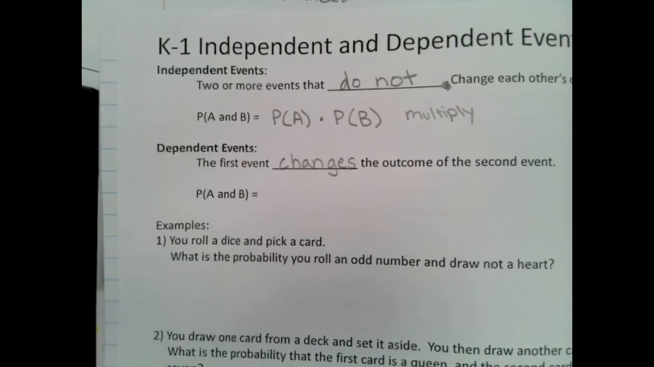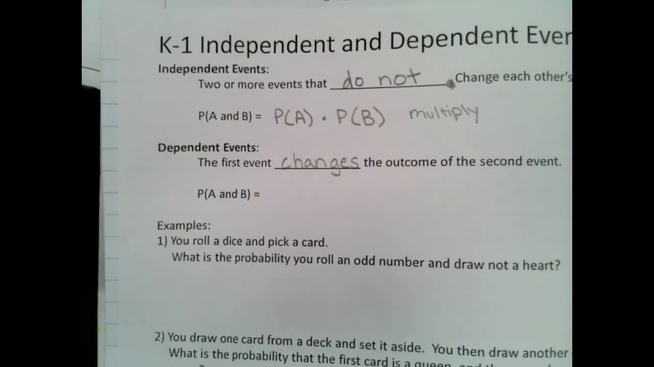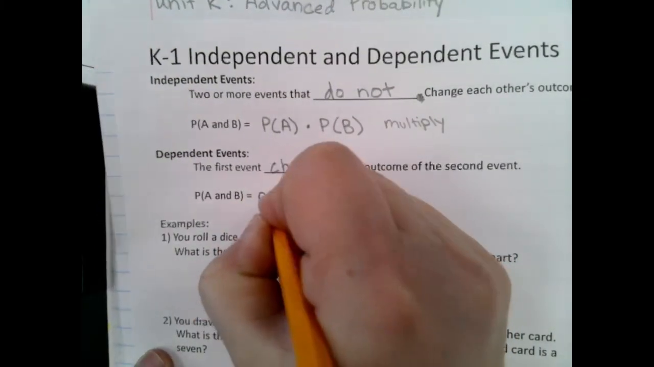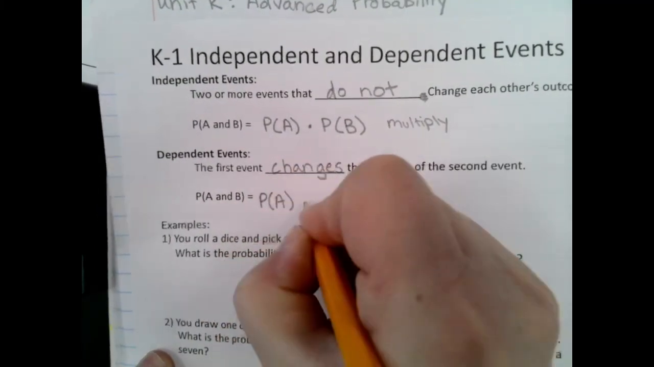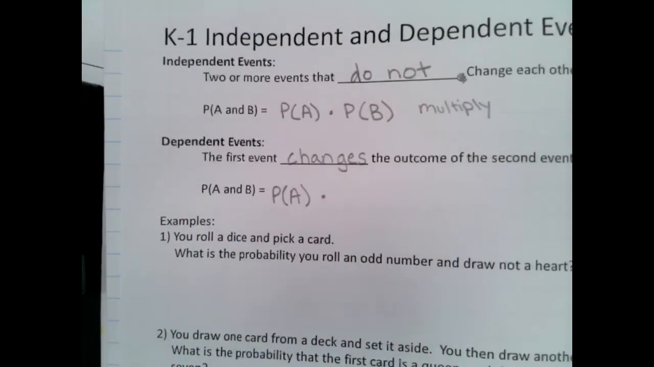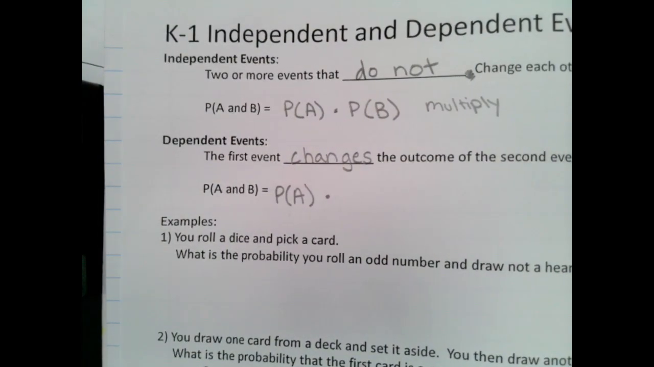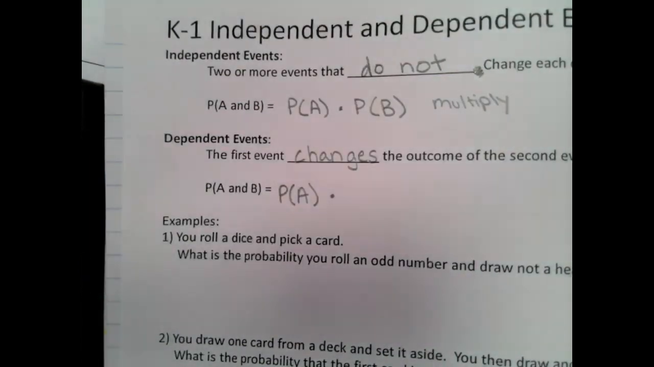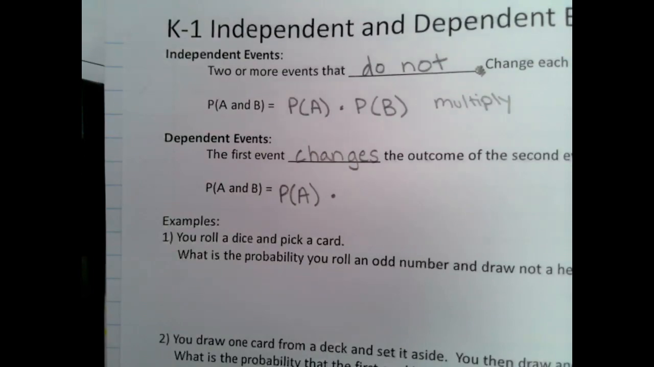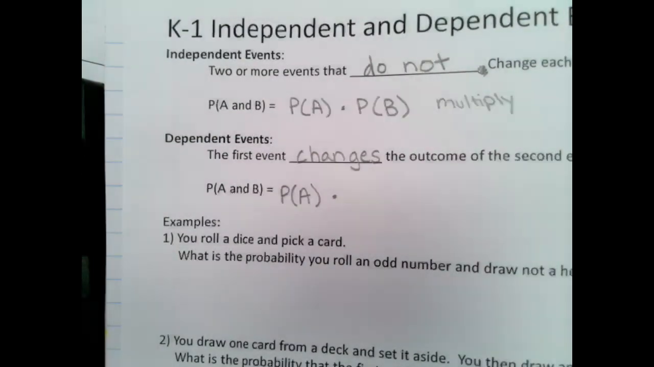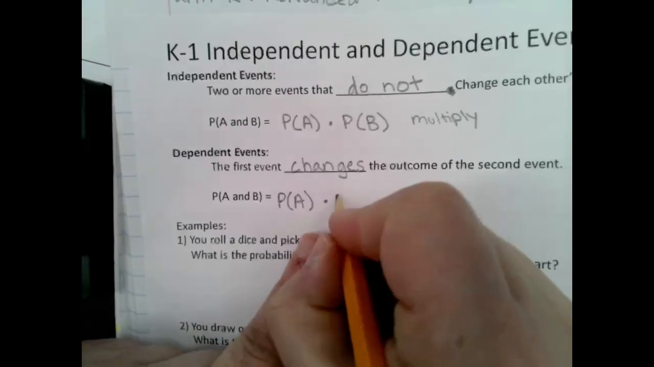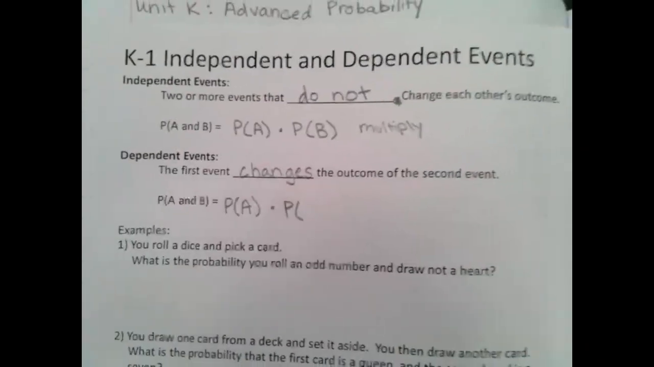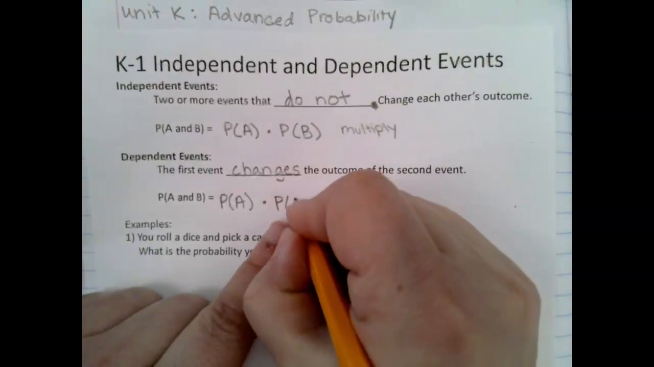All right, so probability of A and B, it's very similar, but it's going to look a little bit different. We do probability of A times, and then we write this as probability of B after A. So because there was a change, when we find probability of B, it won't be just like if we did B first. It's going to change. We'll do probability of B after A.